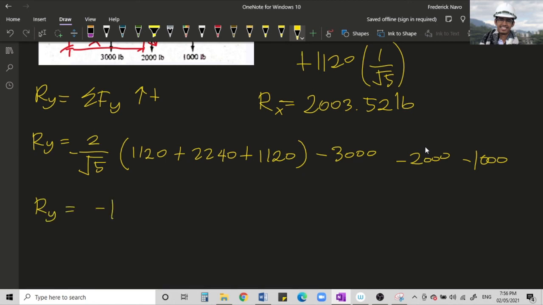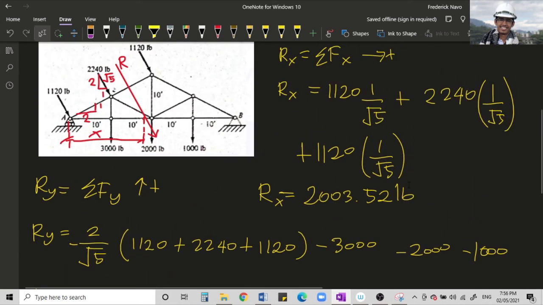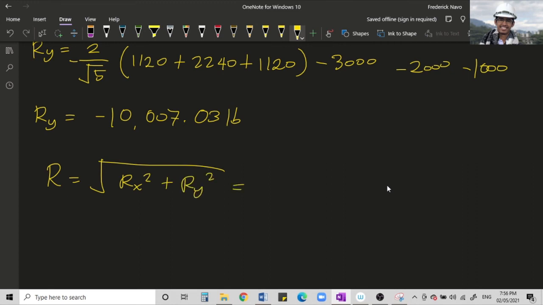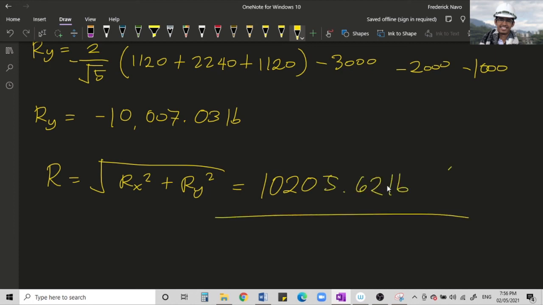so that is negative 10,007.03 pounds. Okay. So, we now have Ry and Rx. The resultant force R is equal to the square root of Rx squared plus Ry squared. So, just substitute. Our R will be 10,205.62 pounds. Okay? So, this is our R.